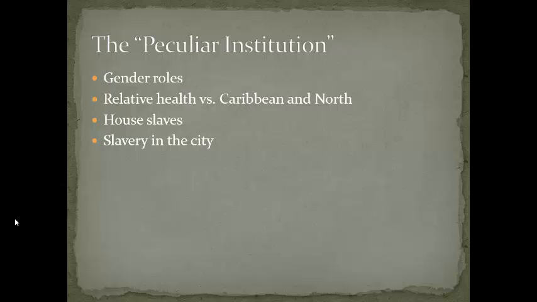Now, I will say that living conditions in the American South were much better than living conditions on the Caribbean plantations, which were simply horrific. The life expectancy of Caribbean slaves working on sugar plantations in the islands and in Brazil, for example, was somewhere around 5 to 7 years. Just horrific conditions. So it wasn't quite that bad in the American South.